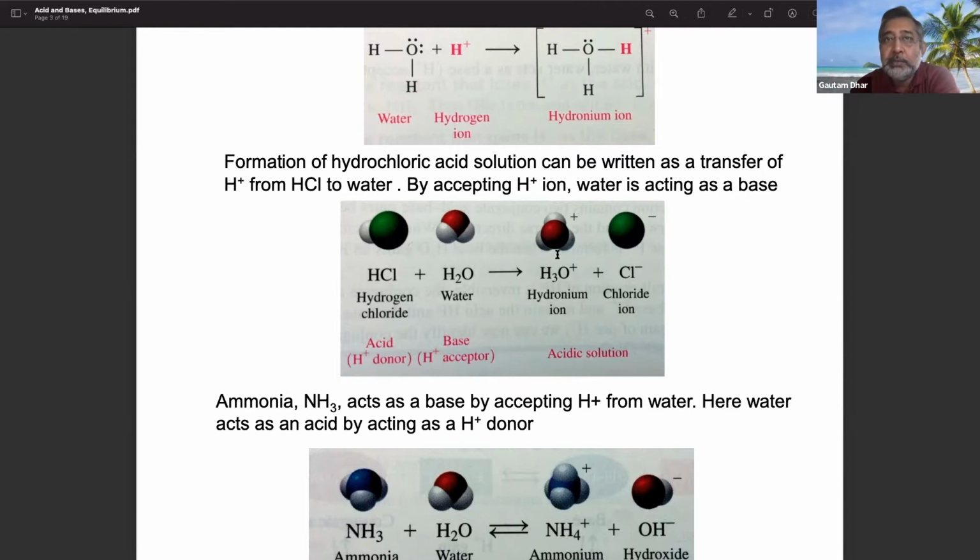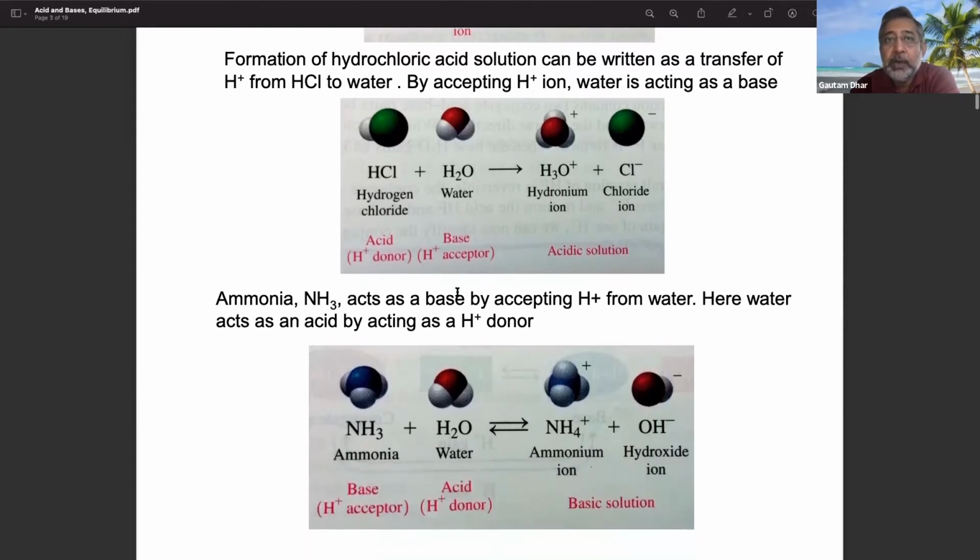Now, this is basically the main theme of the Lowry-Bronsted definition. There's a donor and there's an acceptor. Now, all you need to do is identify who is donating. So if you are given an equation like this, can you identify the acid? The acid is basically the HCl because it's donating the H+, and when it is donating the H plus, it is the water that is accepting it. So water is the base.